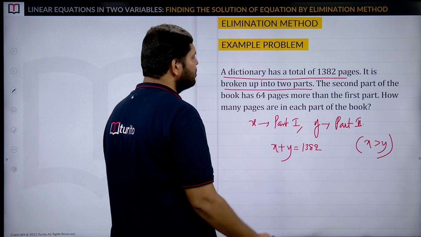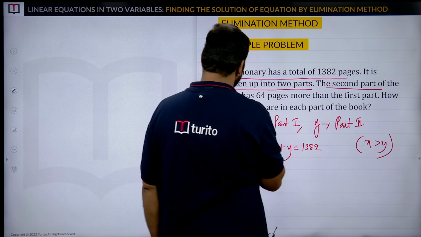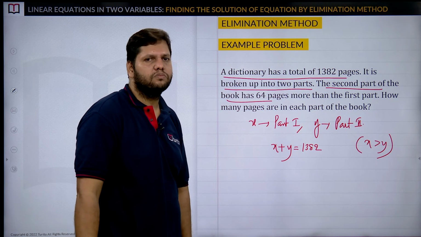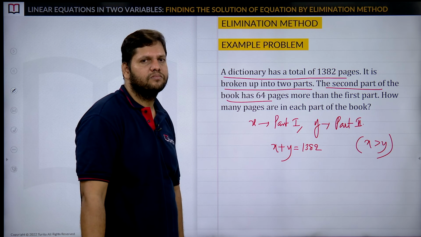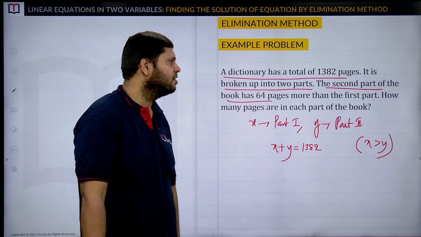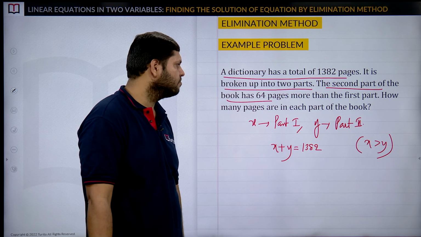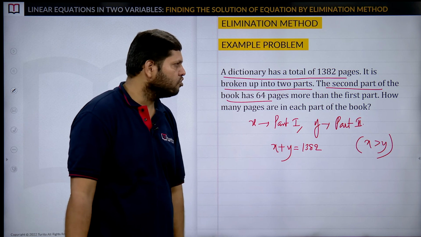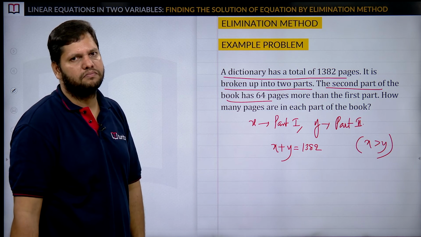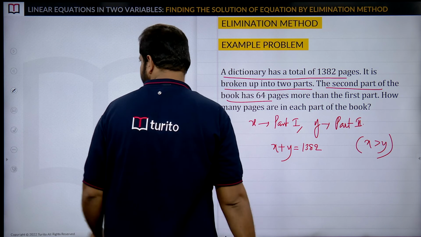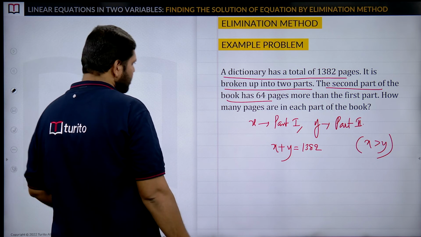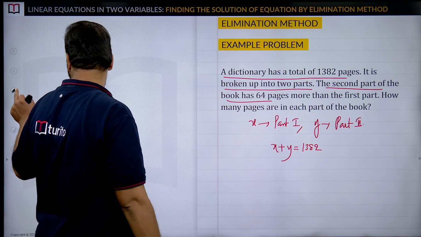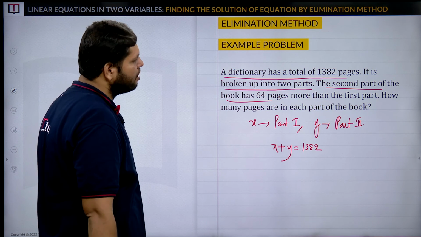And next one, children. The second part of the book has how many pages, children? 64 more pages than the first part. Are you getting my point, children? The second part of the book has 64 more pages than part 1. So our assumption is wrong then. So we cannot take this as part 1 or part 2. They already mentioned clearly. The second part of the book has 64 more pages than part 1.